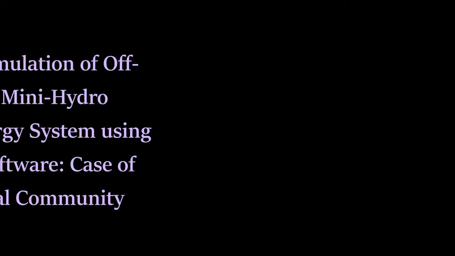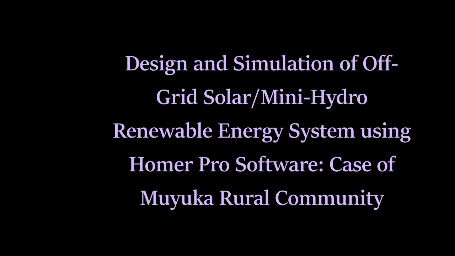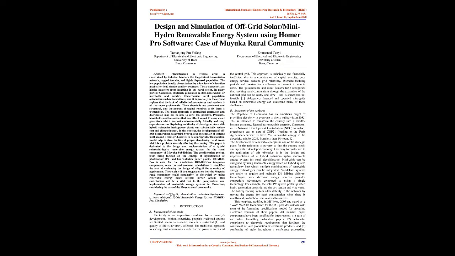Design and simulation of off-grid solar/mini-hydro renewable energy system using Homer Pro software, case of Muyuka rural community. Abstract: electrification in remote areas is constrained by technical barriers like long-distance transmission networks, rugged terrains, and highly dispersed population.